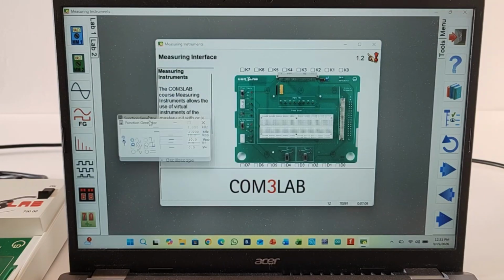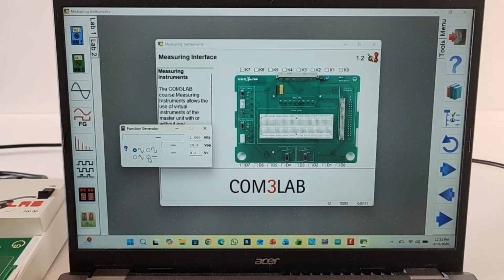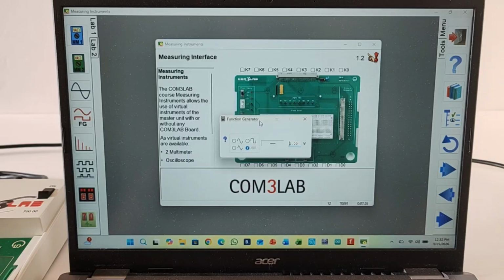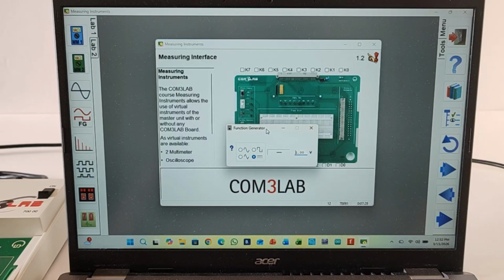Function generator set to DC here, straight line. Okay. Then we will initially set the voltage to 1 volt, 1 volt DC. There. So our function generator is initially set to 1 volt DC, as you can see right there.